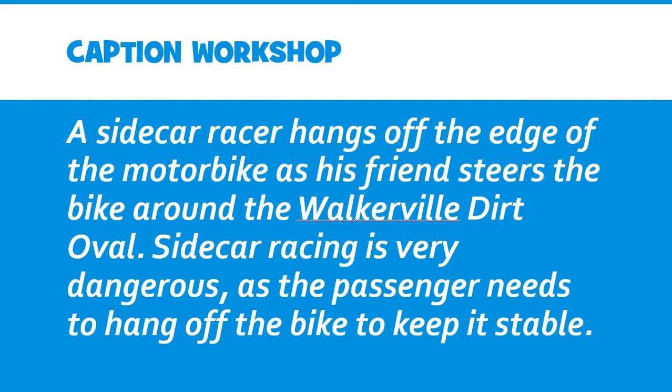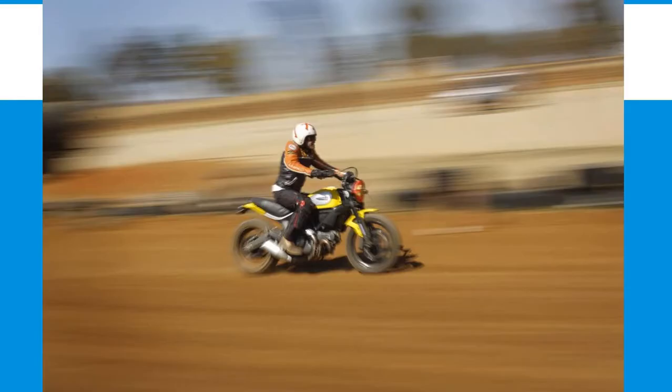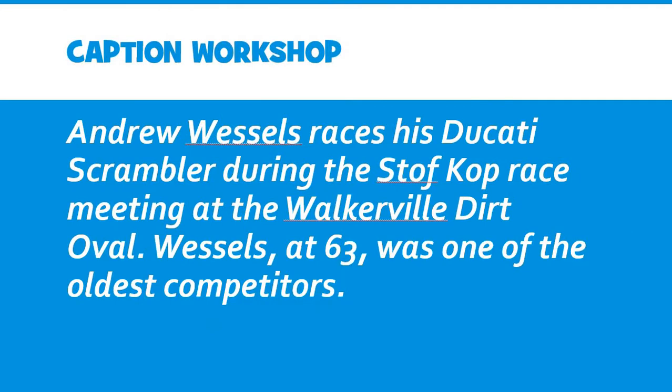So, I probably didn't necessarily need to be told that it was dangerous based off that photo, but it is a little bit of extra information. And finally, here's a photograph of a guy on a motorcycle with a little bit of motion blur around it to give it a sense of speed. And the cut line says, Andrew Wessels races his Ducati Scrambler during the Staff Cop race meeting at the Walkerville Dirt Oval. That's exactly what's in the photograph.